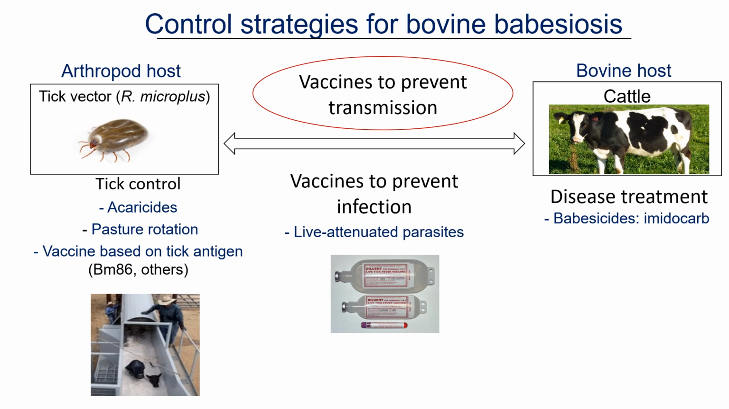An alternative to control bovine babesiosis is to control the tick vector population. Acaricides are used, with limitations of acaricide resistance and environmental pollution. Another strategy is pasture rotation.